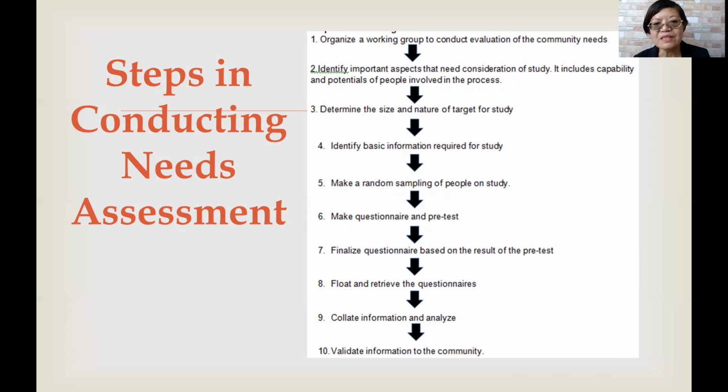Okay, and then number 6, make a questionnaire and then the pre-test. So you can just, like what you have learned in research, make a questionnaire and then validate it, para siguradong walang ambiguous questions, that the questions are very clear. Number 7, finalize the questionnaire based on the result of the validation. So, yung pre-test na tinatawag dito, ito yung validation. So, pwede nyong i-test yan sa mga classmates ninyo.